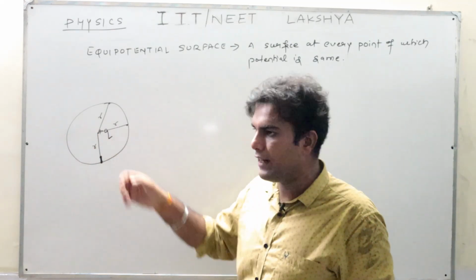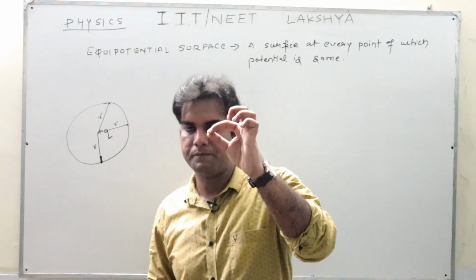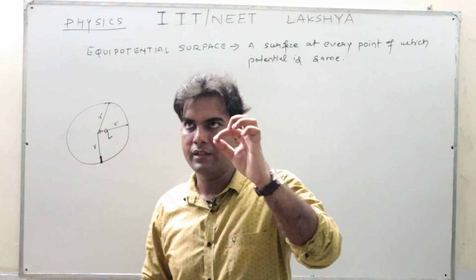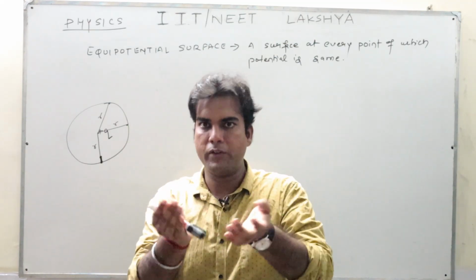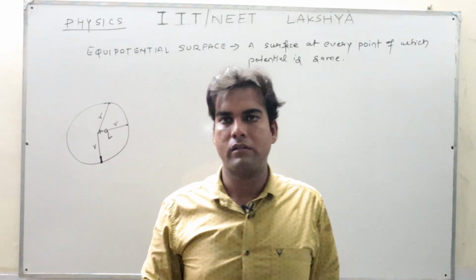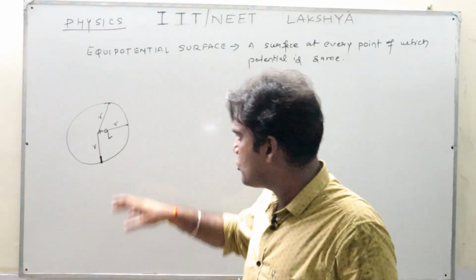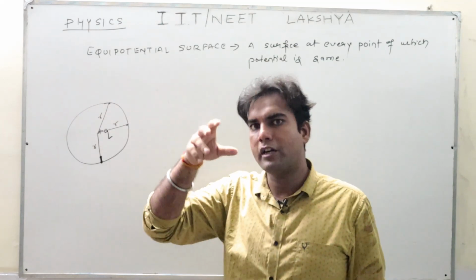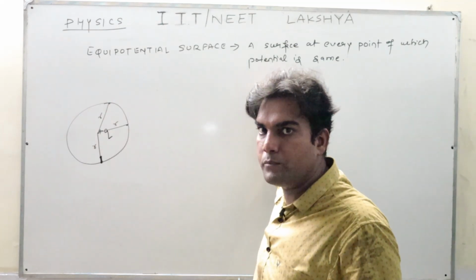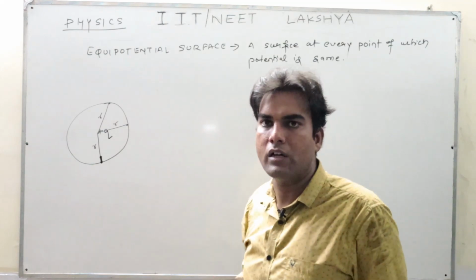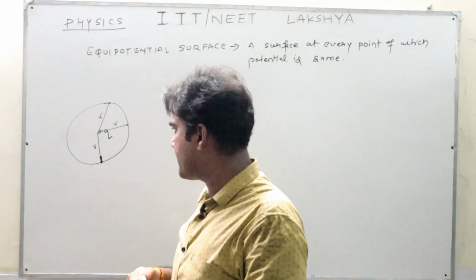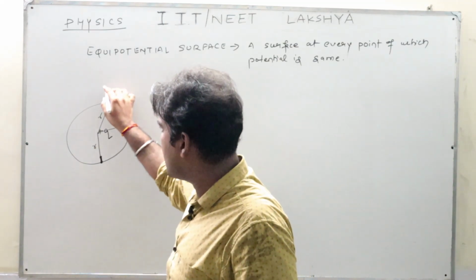Even if you go behind, if you keep a point charge at the center of a football, then at every point on the surface of the football, the potential will be KQ by R, as long as the radius of that football is R. So that surface, at every point of which potential is equal, is known as an equipotential surface.